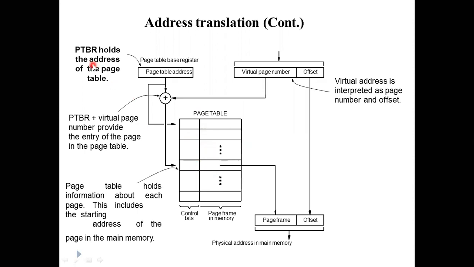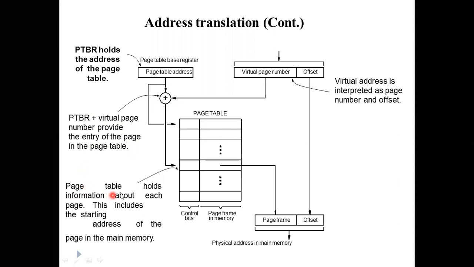Starting from over here, this is the page table base register. The page table base register holds the address of the page table. This is the page table address. Page table base register plus virtual page number provides the entry of the page in the page table. So when we add the page table base register plus the virtual page number, it will provide the entry of the page in the page table.